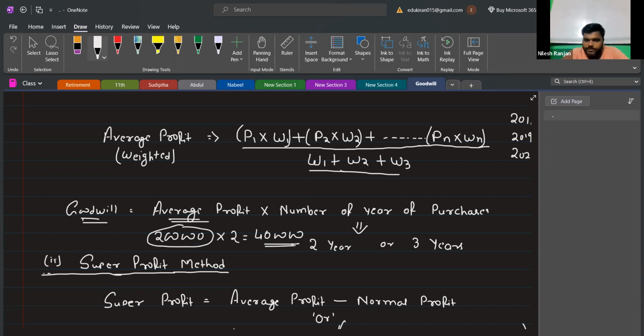Is this clear? Yes, sir. It is the time period for which we can maintain the profit without any additional efforts.